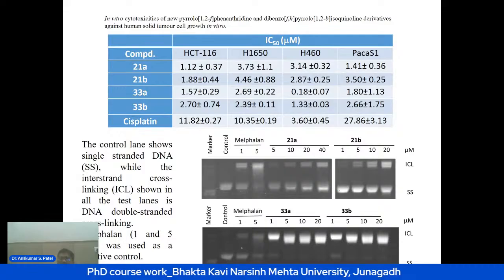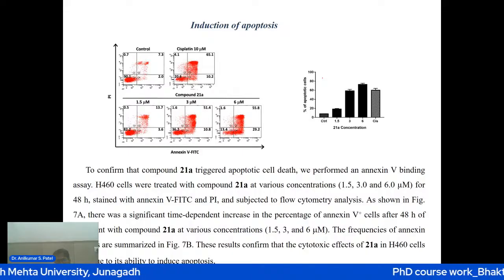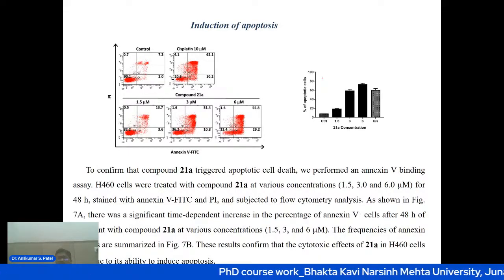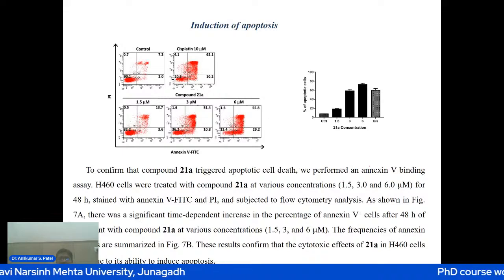We have done a further study of the cell cycle inhibition, and a further study for apoptosis. To confirm that compound 20A triggers apoptotic cell death, we performed apoptosis analysis using an annexin V binding assay.